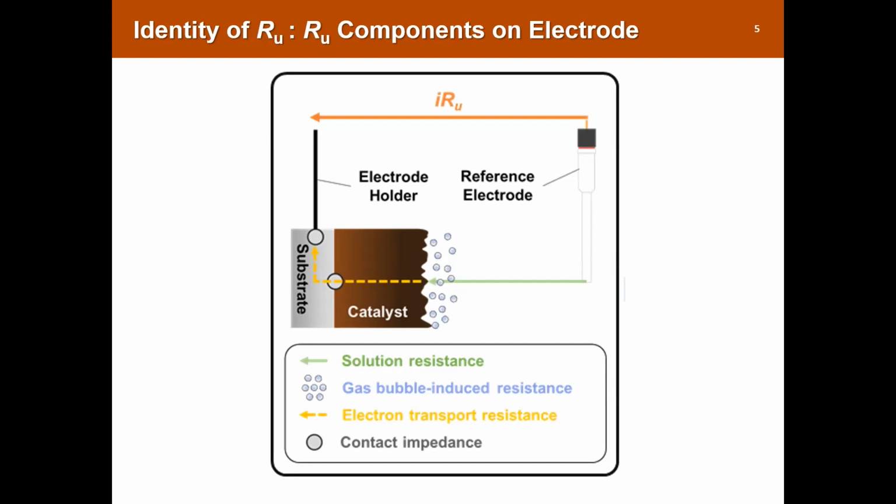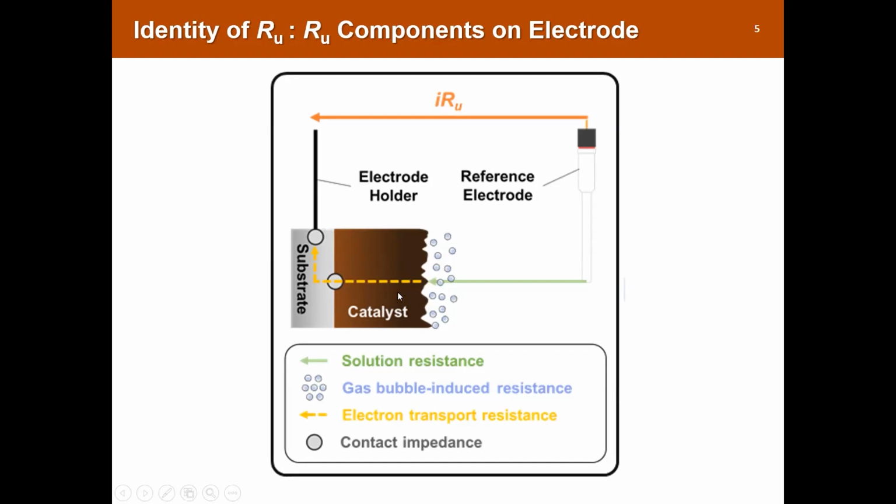Also, we often deposit or grow our catalyst or main electrode on the current collector or any substrate material. So there can exist additional contact resistance or contact impedance between the substrate and our catalyst layer, and also, depending on how we clipped our electrode, we can have additional contact impedance between our alligator clip and our electrode. That's what this scheme shows. We have this gray dot contact impedance and electron transport resistance through the electrode.